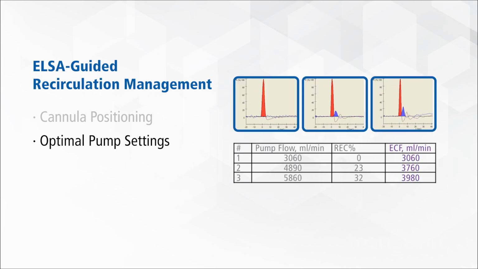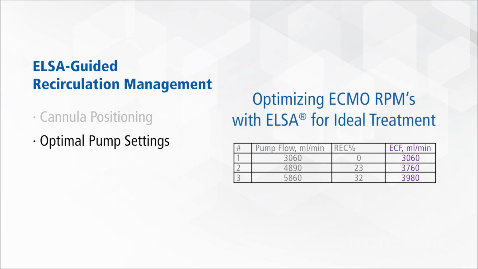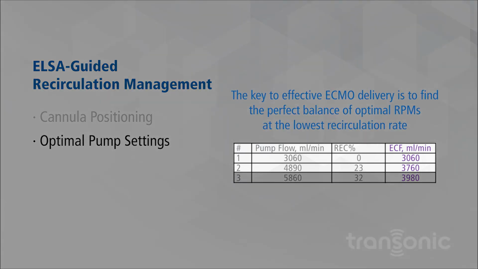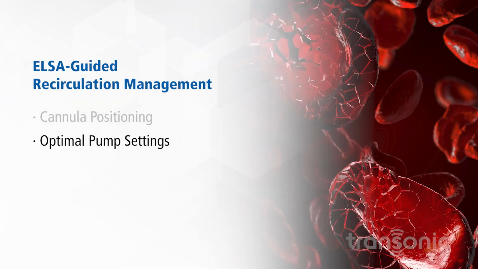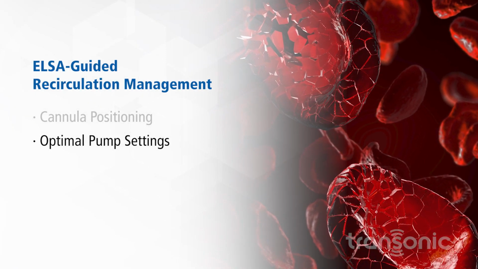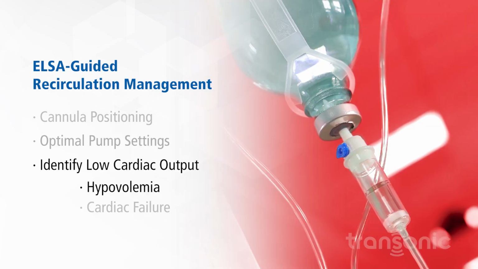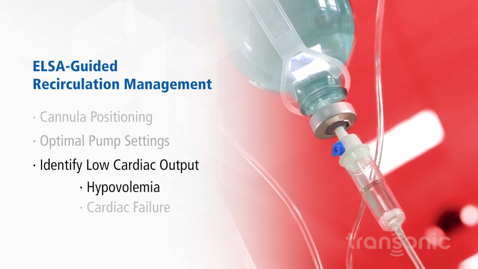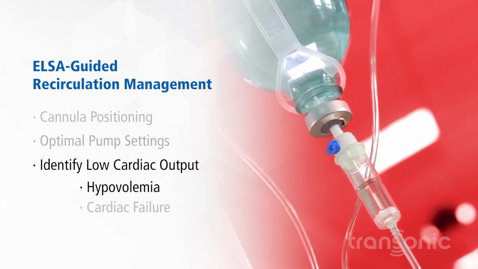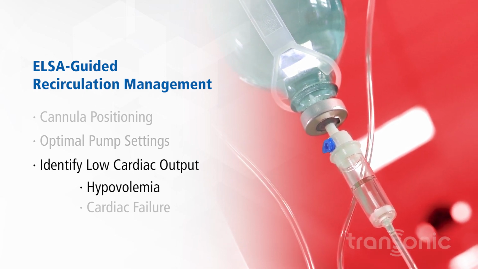This does not improve oxygen delivery because the effective ECMO flow the patient receives does not increase. It is important to identify optimal RPMs to provide the most effective ECMO flow possible. High RPMs can increase hemolysis, which can lead to serious complications. When VV ECMO patients are hypovolemic, inadequate preload will increase recirculation.